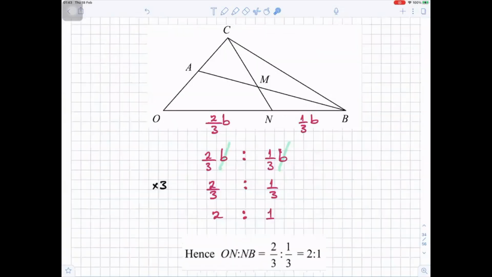So you can look at it this way. ON is 2 over 3 B, NB would be 1 over 3 B. So 2 over 3 is to 1 over 3. The B's will cancel out. If you times by 3, this will end with 2 and this will end with 1. So you end up with 2 is to 1.